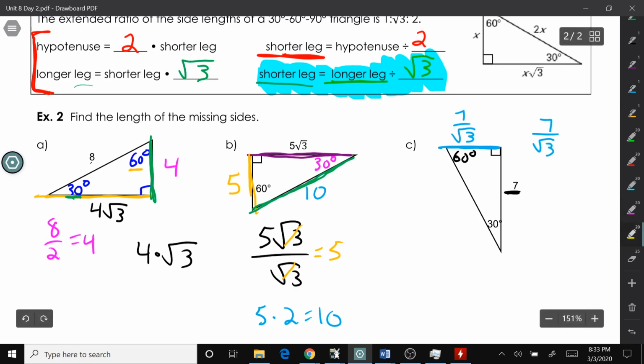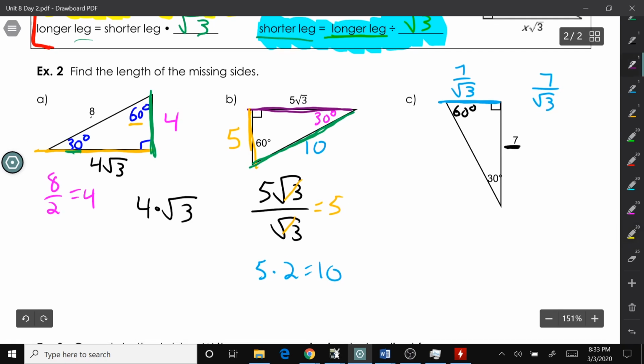So then we have the short leg. The hypotenuse is going to be 2 times that shorter leg. So this hypotenuse will be 2 times 7 over the square root of 3, which will equal 14 over the square root of 3. Because remember, with fractions, you multiply straight across. 2 times 7 is 14.